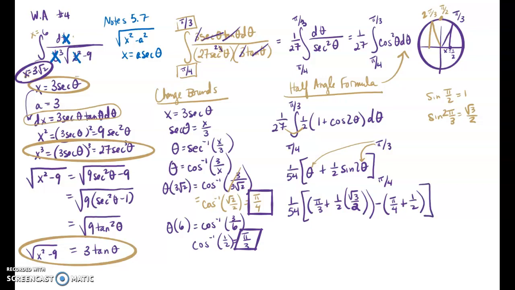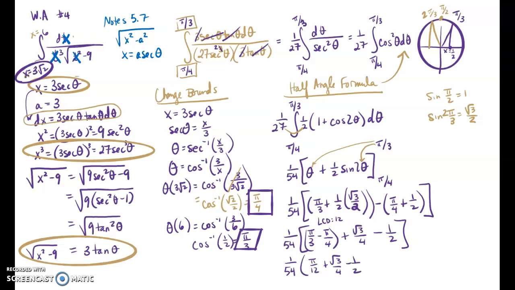And so now it's just a matter of math. I combine the pi over 3 minus pi over 4, put those together. Root 3 over 2 times 1/2 is root 3 over 4, and I have minus 1/2. And finally, if you combine them by a least common denominator of 12, it becomes 4 pi over 12 minus 3 pi over 12, which is 1 pi over 12. So I get 1 over 54 times pi over 12 plus root 3 over 4 minus 1/2. And that would be it.